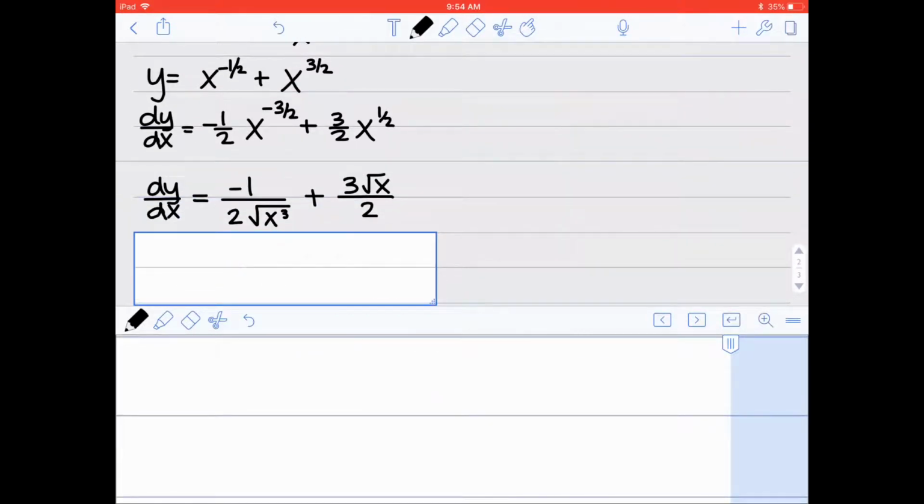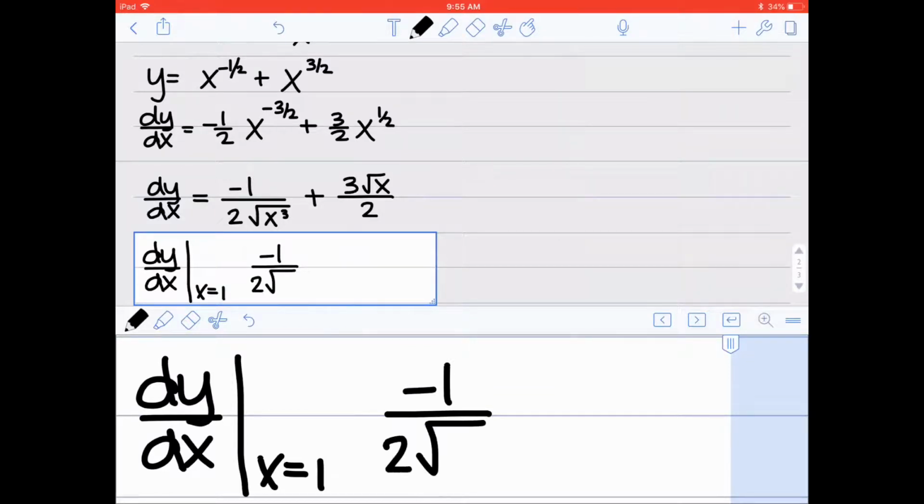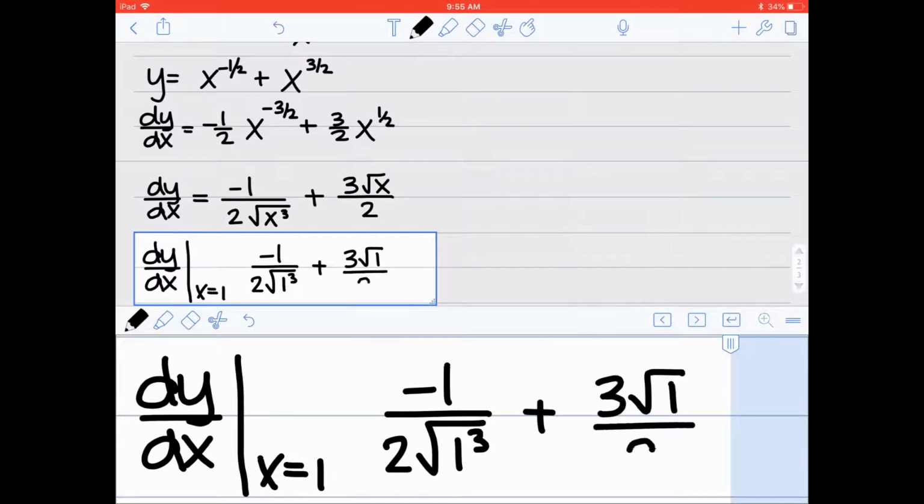Okay. So that's what I have right now. I'm going to go ahead and evaluate that for 1. So dy/dx evaluated when x equals 1 is -1 over 2 times the square root of 1 to the third plus 3 times the square root of 1 over 2. So if we simplify that, 2 times the square root of 1 to the third is really just 2.